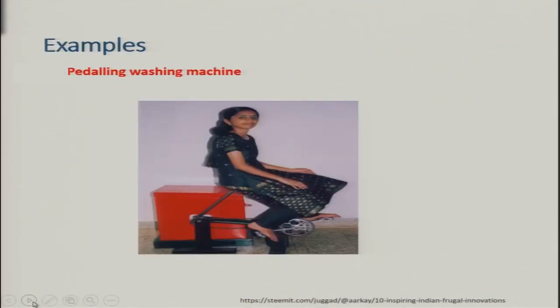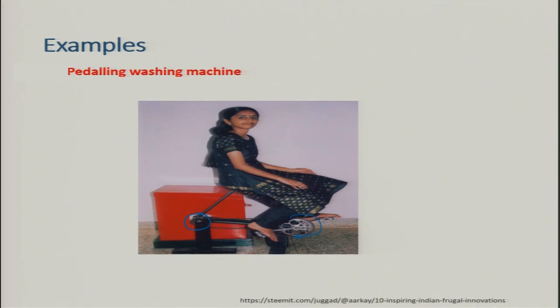Then there is the paddling washing machine. This lady Ramya hated washing clothes. She developed a mechanism and used a bicycle to wash the clothes. So she invented a washing cum exercise machine. She can exercise here as well and wash the clothes. So this is frugal innovation.